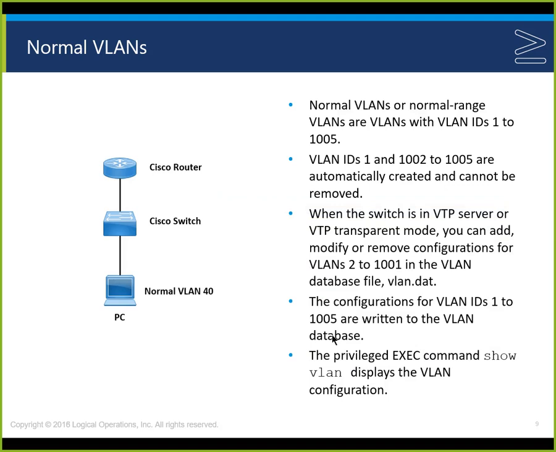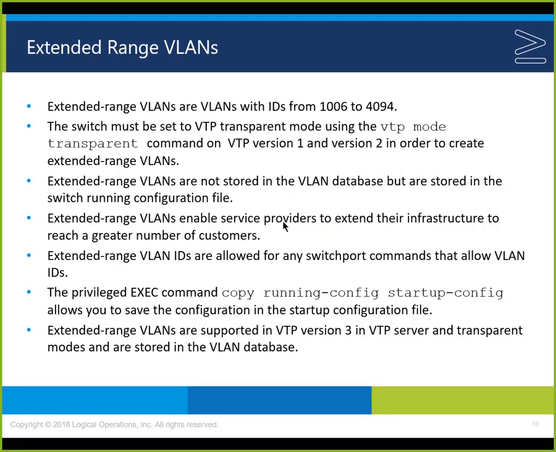But privilege exec mode show VLAN to display the VLAN configurations of those things. We do have extended range VLANs. We can go up to 1006 to 4094 if the switch supports extended VLANs. And then a couple of requirements here. The switch must be set to VTP transparent mode using the VTP mode transparent command for versions 1 and 2 of the VLAN trunking protocol. Not stored in the VLAN database or stored in the running configuration file.